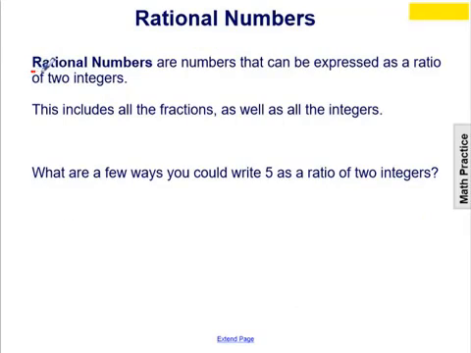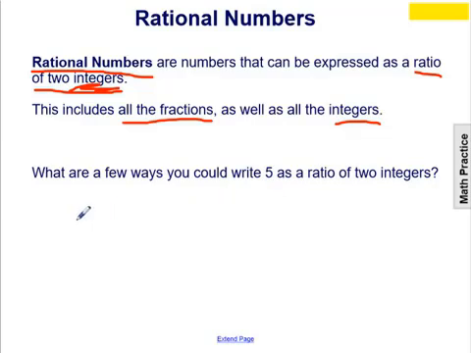Rational numbers are numbers that can be expressed as the ratio of two integers. Before, we just had the ratio of two numbers as a fraction. Here, rational numbers include the integer piece. This includes all fractions as well as the integers. What are a few ways you could write 5 as a ratio of two integers?